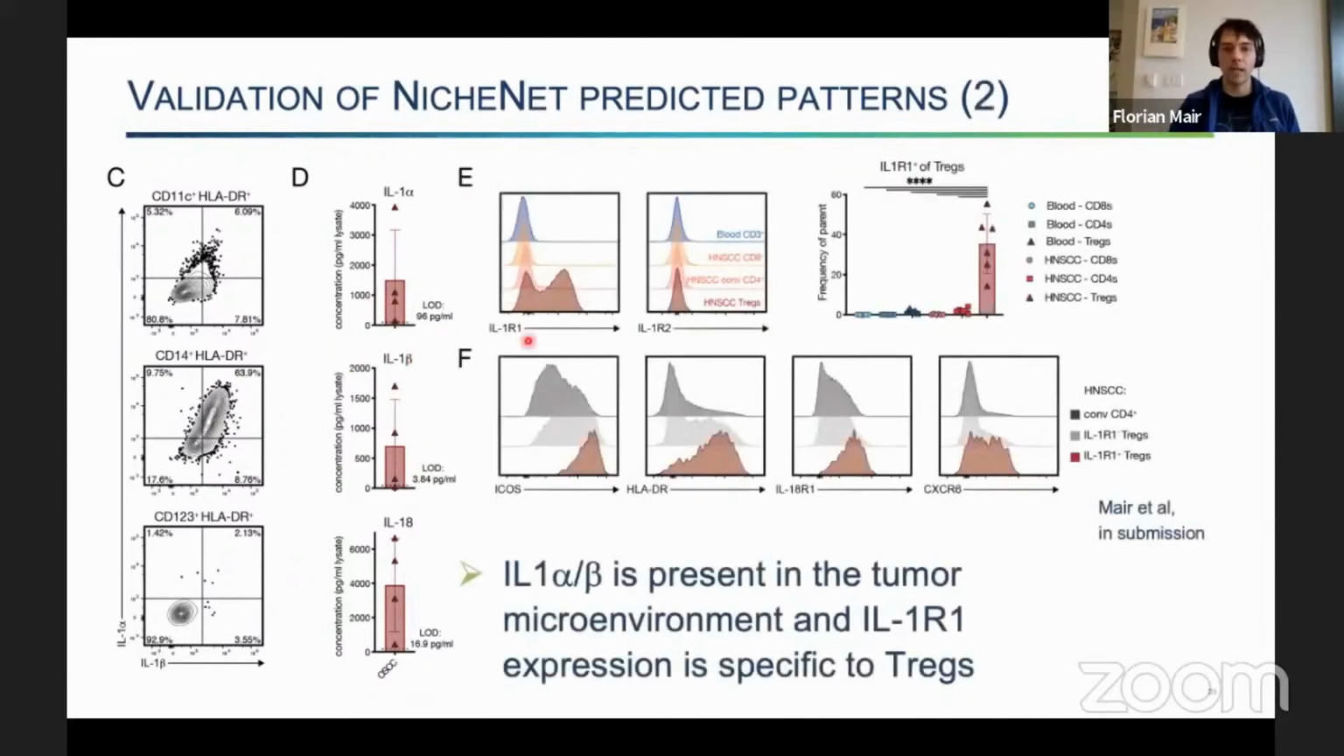And since we were most intrigued by this IL-1 alpha, beta, IL-1 receptor signaling axis, we started looking for that. Luckily, there is actually an antibody available for the IL-1 receptor type 1 and IL-1 receptor type 2. This one is thought to be like a decoy receptor, and this is thought to be like the active signaling domain of the IL-1 receptor.